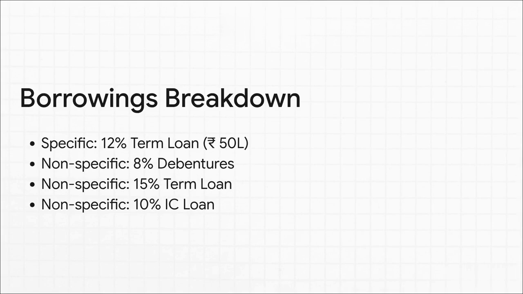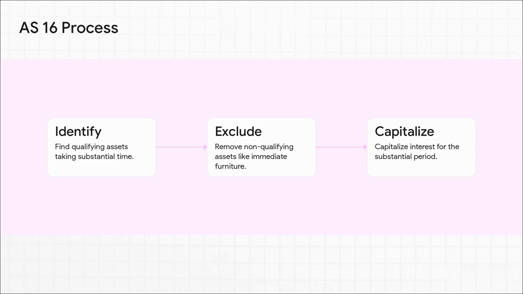First thing, we categorize this massive block of debt to lower our cognitive load. We isolate the one specific borrowing, which is the 12% term loan of 50 lakhs, strictly meant for the building. Everything else, the debentures, the 15% term loan, the intercorporate loan, all gets tossed into a bucket of non-specific borrowings. Separating these streams is the absolutely critical first step to getting AS16 right. From there, we just walk through the examiner's logic step by step.